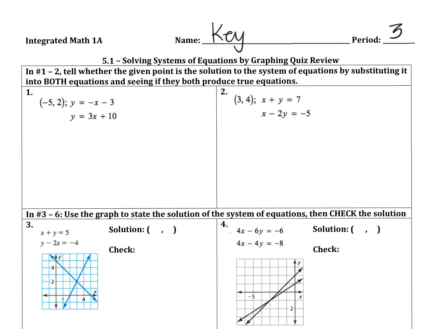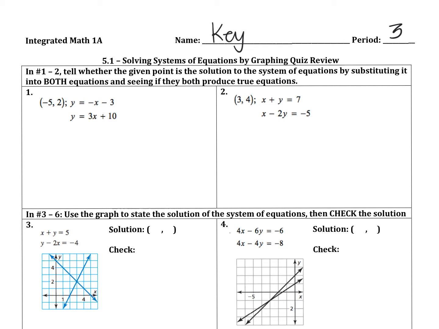Today we are going to go through your section 5.1 Solving Systems of Equations by Graphing Quiz Review before your test tomorrow. Okay, so numbers 1 through 2, it says, tell whether the given point is a solution to the system of equations by substituting it into both equations and seeing if they both produce true statements.